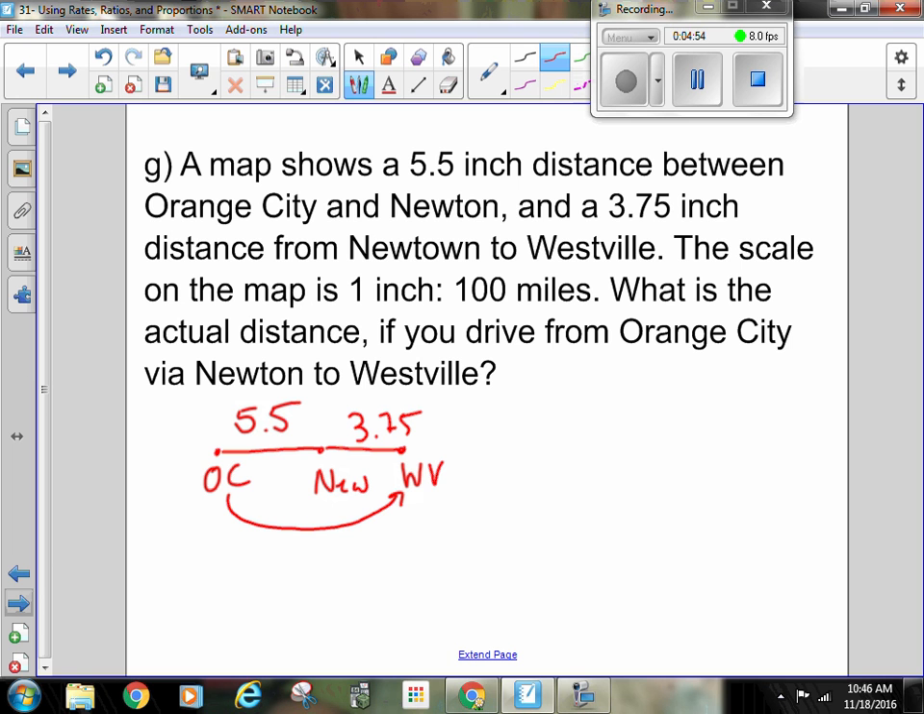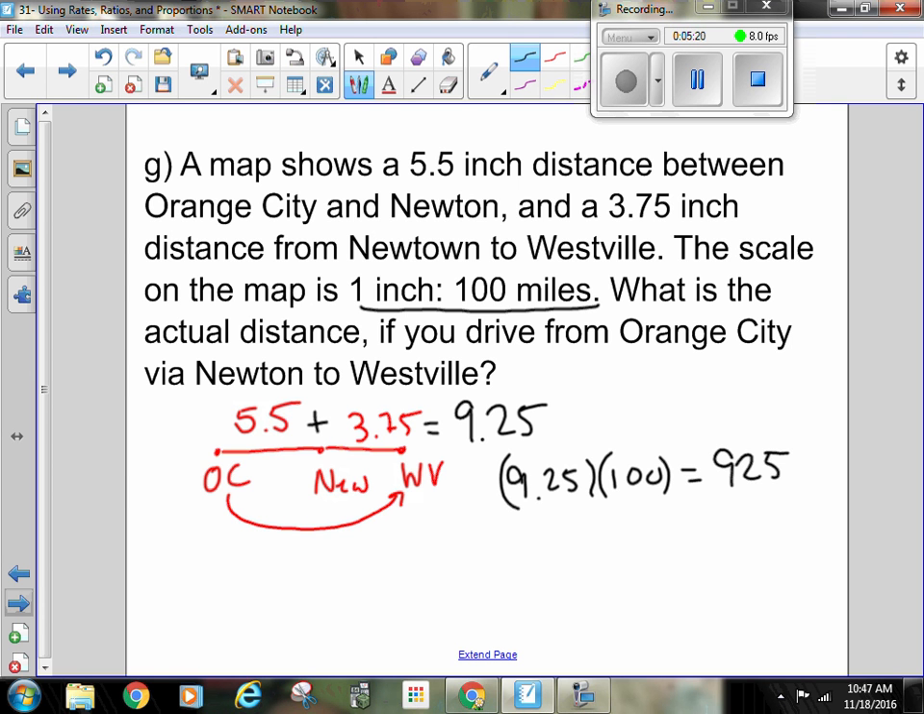So we're going to add together my 2 terms. 5.5 plus 3.75, we end up with 9.25 total inches. Remember 1 inch equals 100 miles, so we're going to take 9.25 and multiply that by 100. If we multiply those two, that tells us the distance is 925 miles.